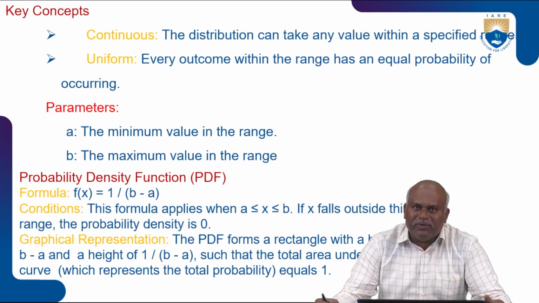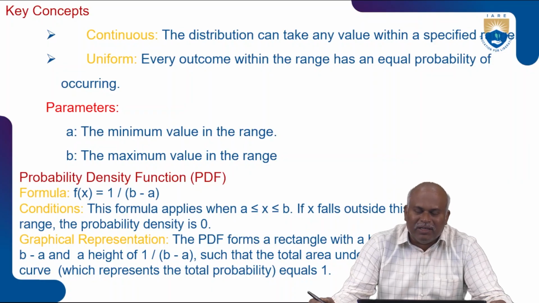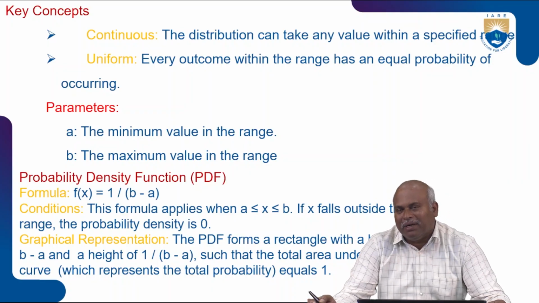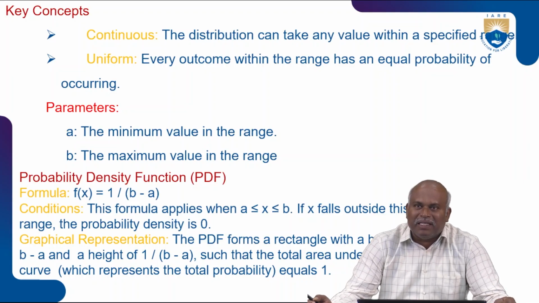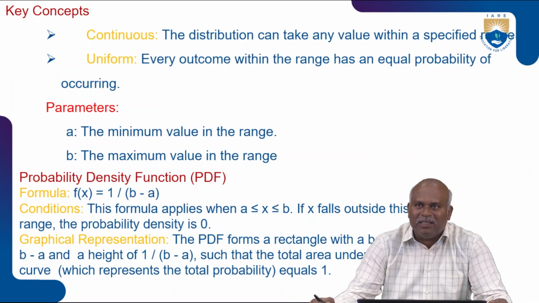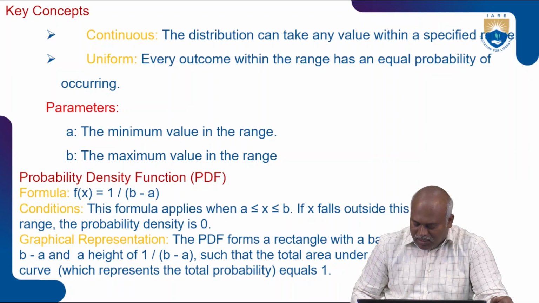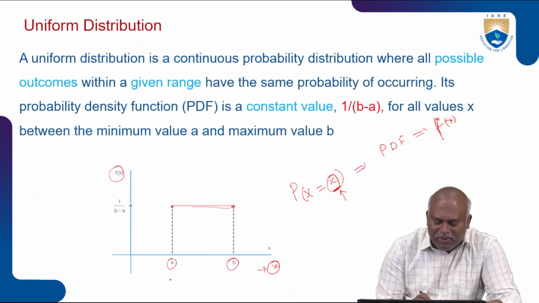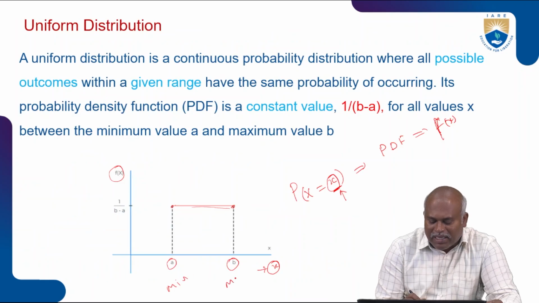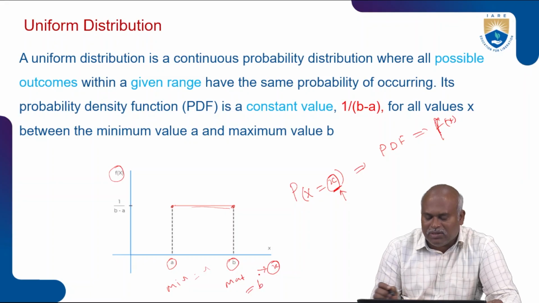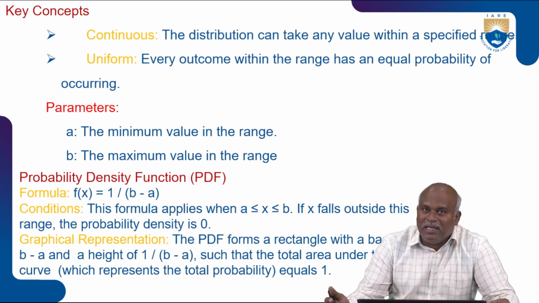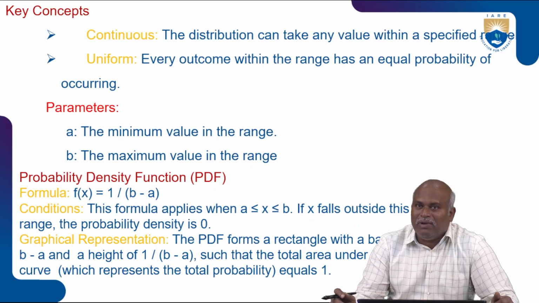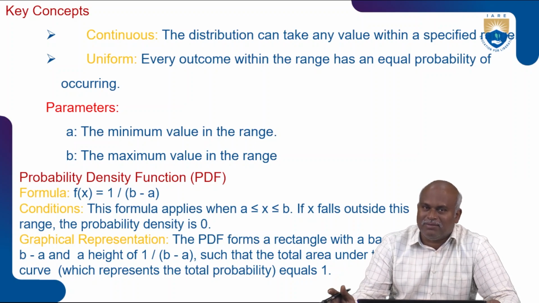The key concepts of the uniform distribution are continuity as well as uniformity in the probability density function. Continuous means any value within a specific range of interval. Here the minimum is equal to small a and the maximum is equal to small b. In between, the probabilities are of equal value. That is what I represent as a continuous value.